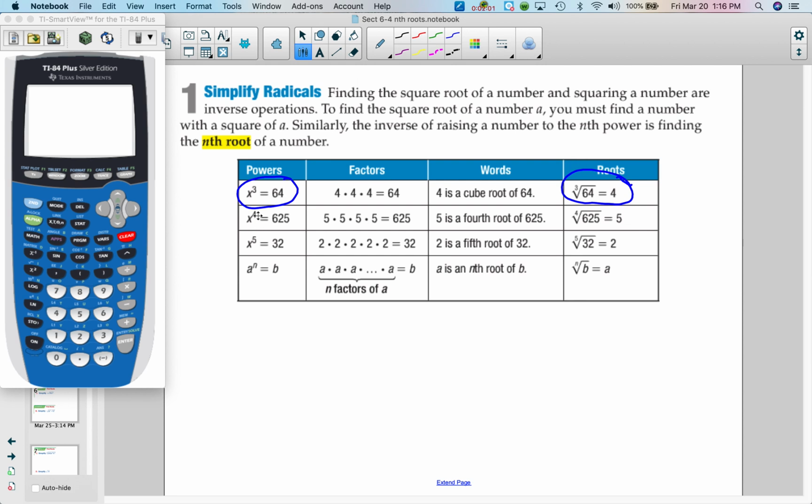So if you have x to the 4th power equals 625, notice over here, 5 to the 4th power is 625, which means the 4th root of 625 is 5. Here we have x to the 5th equals 32. So think of this as 2 to the 5th power. So then the 5th root of 32 is 2. And in general, if you have a to the n equals b, then the nth root of b equals a. So it's just the inverse is all that means.